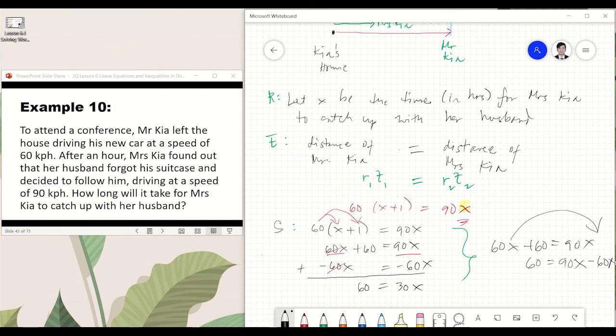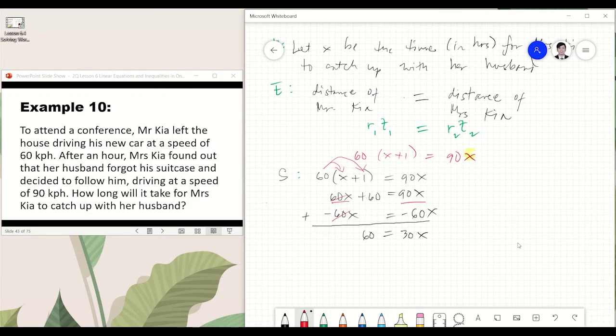Pero again, there's no such thing as transpose. What you are applying is APE. It's just that when you added negative 60x in both sides, yung mangyayari kasi dito, magiging 0 siya. Okay? So, burahin ko ha. So, wag tayong gumamit ng transposition term.